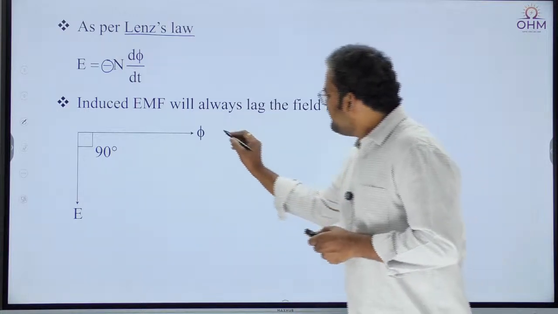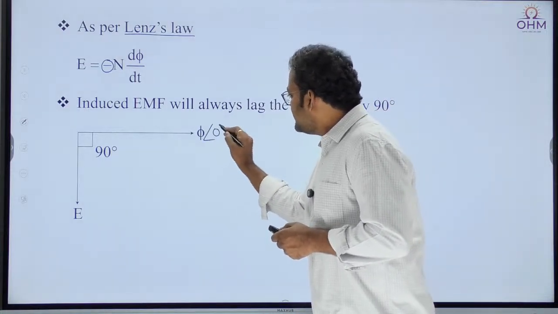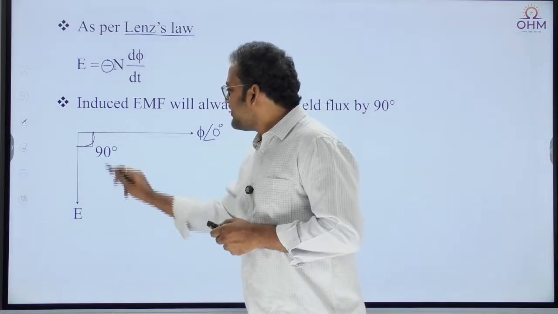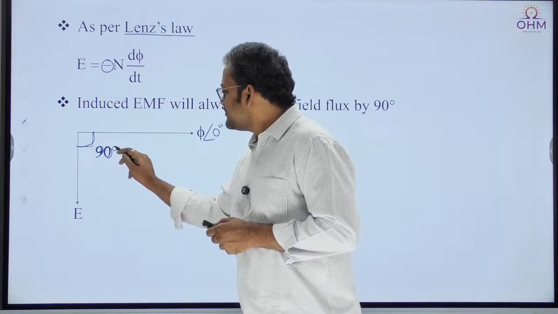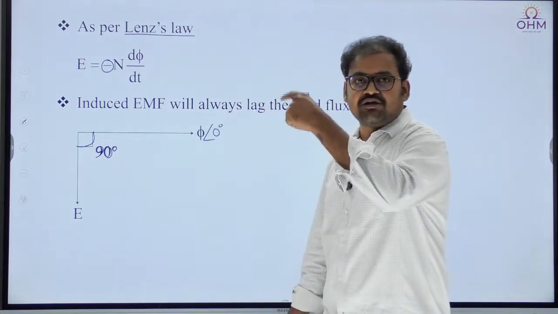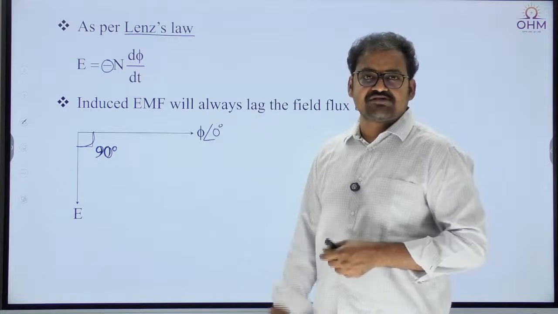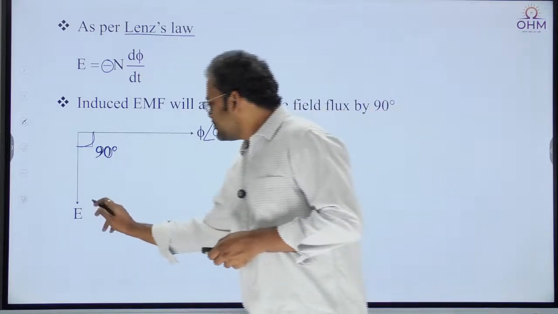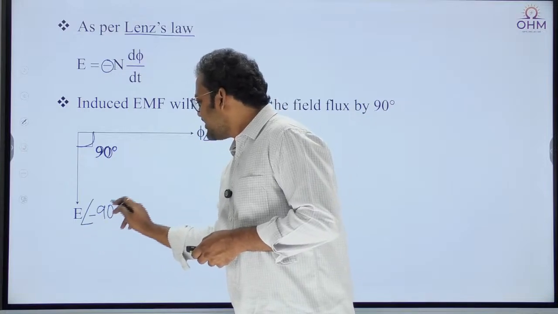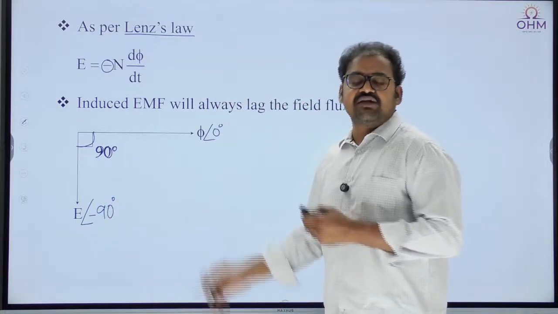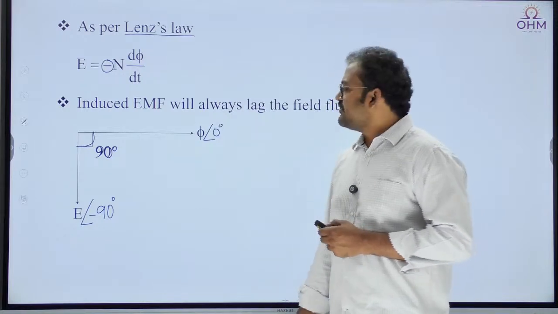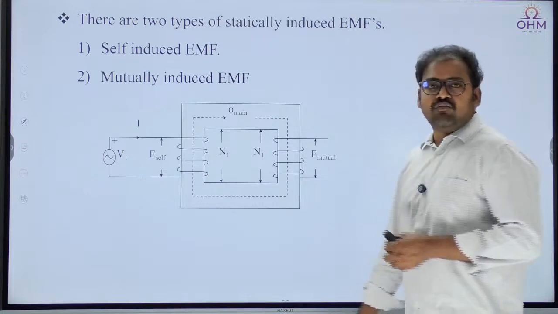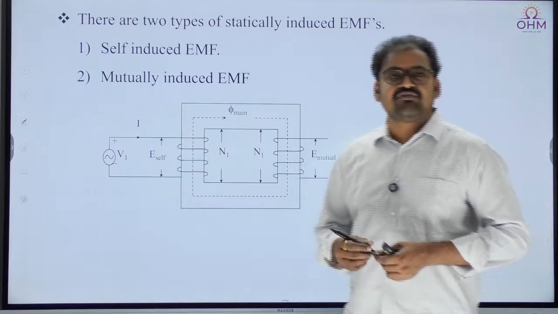That means if you take the flux phasor at an angle of 0 degrees, then the induced EMF phasor will lag that flux by exactly 90 degrees. Any phasor rotating in the clockwise direction is a lagging phasor, and rotating in the anti-clockwise direction is a leading phasor. So the induced EMF is at an angle of minus 90 degrees because it is lagging the flux by 90 degrees.